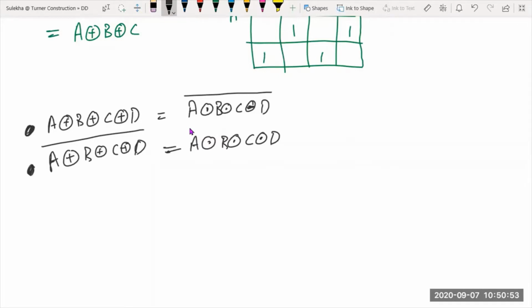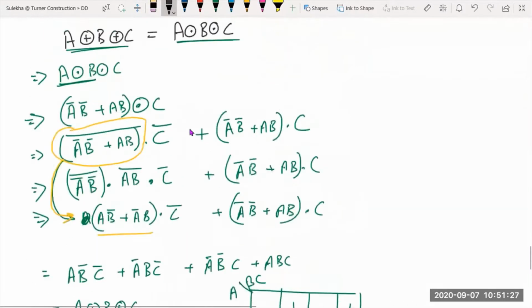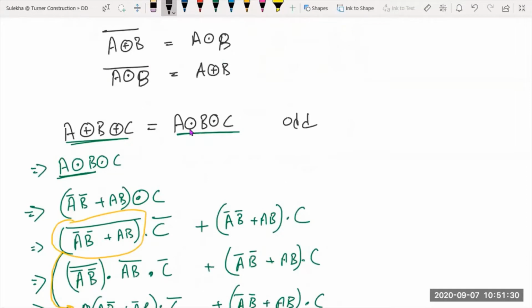So in a generalized way, whenever I am having 2 different variables, basically XOR and XNOR are complements of each other. Whenever I am having 3 or odd number of variables, XNOR and XOR are basically the same. This is the case for even, and this is the case for odd variables. With this, the concept for XOR and XNOR gates is over.